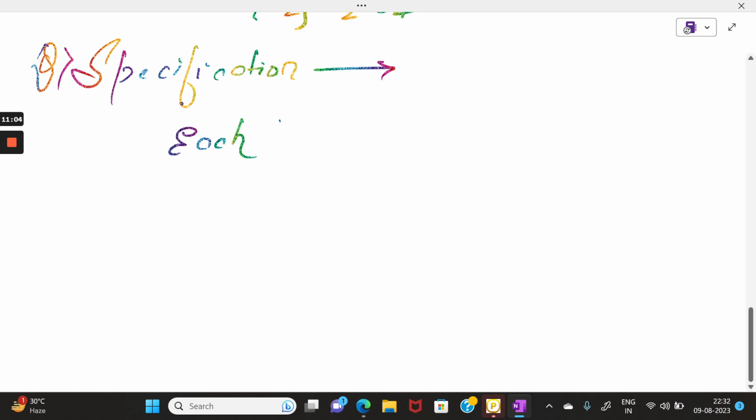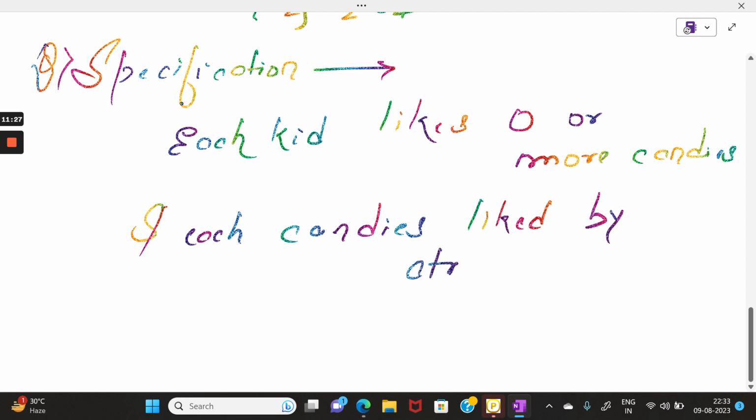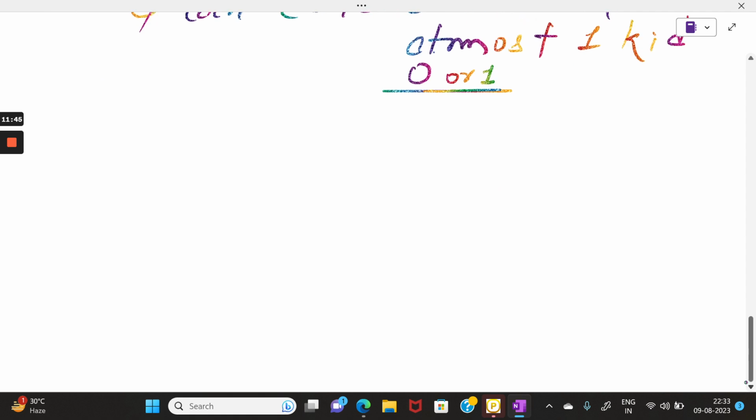each kid likes zero or more candies, and each candy is liked by at most one kid. At most means 0 or 1. Now, at most and exactly are two different things, we'll see. But let's now concentrate on the examples.